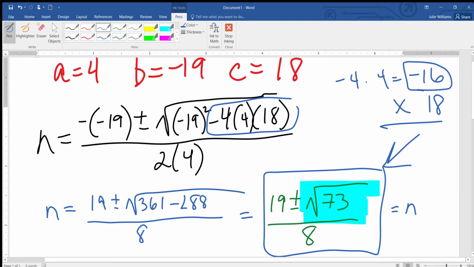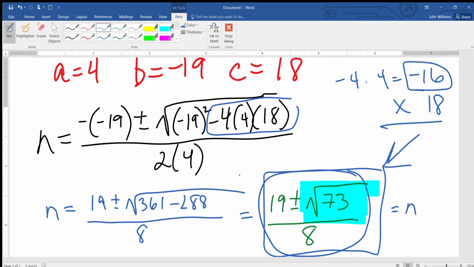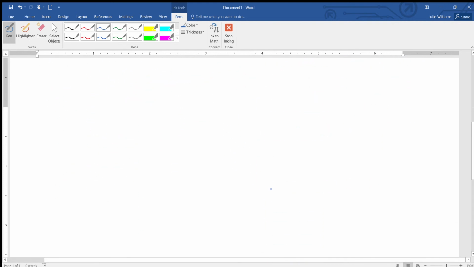If they ask for an approximation or a rounded answer to the nearest hundredth or thousandth, remember what you do is you put this whole bad boy into Desmos and let it calculate it for you. Okay, and it will tell you. So you'd have to do it 2 times: 19 plus the square root of 73 over 8, and then 19 minus the square root of 73 over 8. Okay? All right, we're going to do one more like this.